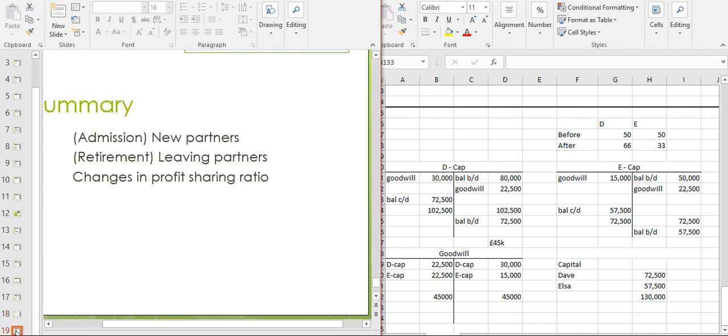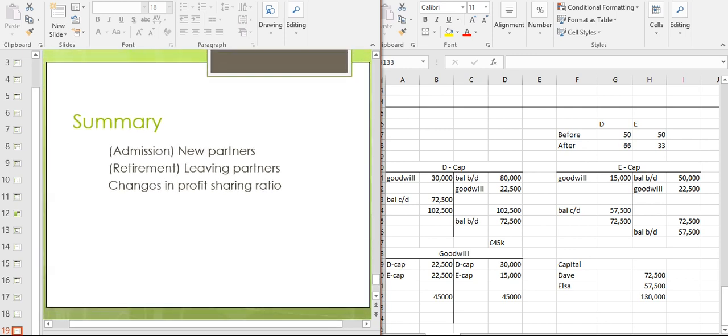Okay, so in summary, that is what we have looked at for part 1 and part 2 changes in partnership.